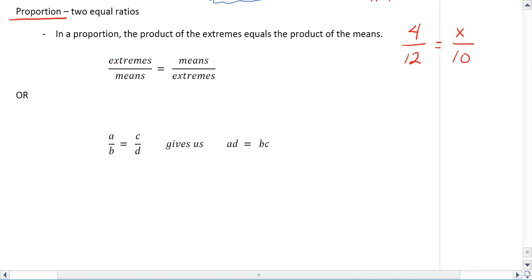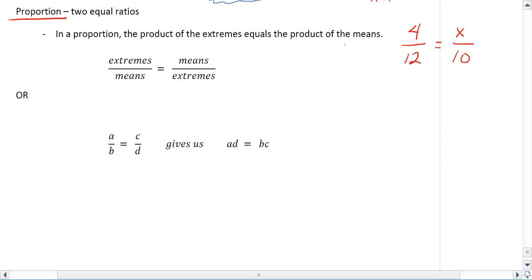These terms, means and extremes, are used in your book, so I thought I would put them in your notes here. They're not used very much. I don't think I've seen them in the rest of the book except for this assignment, but I just wanted you to have that to refer to. And because we have extremes over means equals means over extremes, then we can say this sentence: the product of the extremes equals the product of the means.